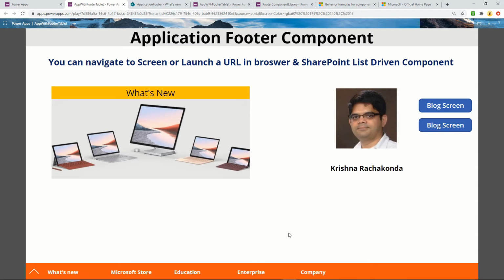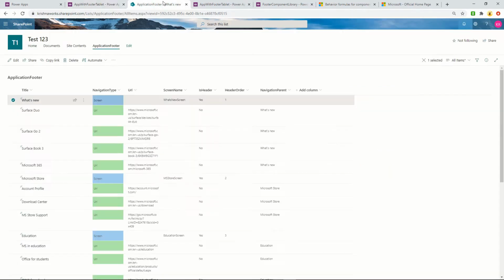Before I get into the component, I will show you the backend SharePoint list from where I'm reading this navigation information. The navigation contains the application footer. This is the custom list I created in SharePoint, with all these columns: the title of the navigation item and the type of the navigation. As I mentioned earlier, it can be a screen or it can be a URL. If it is a URL, we should provide a URL property. If it is a screen, we should provide the name of the screen.